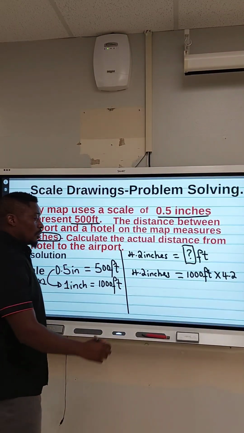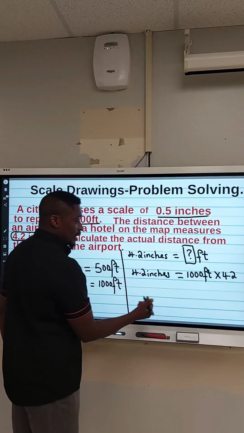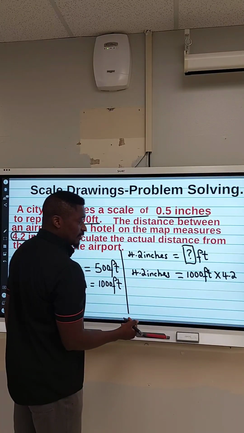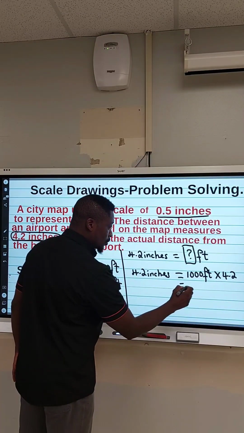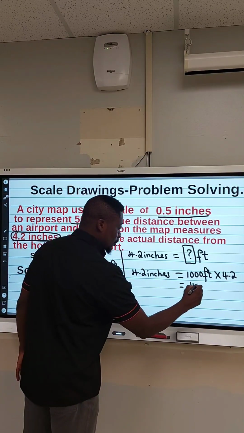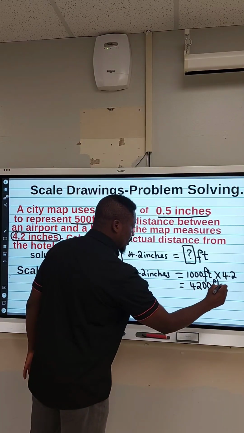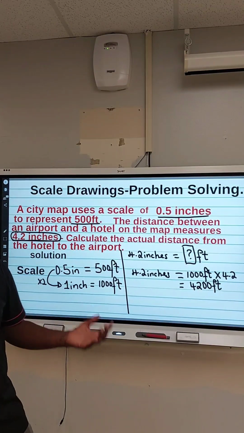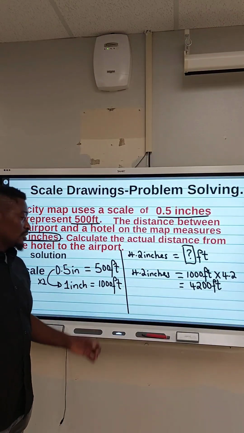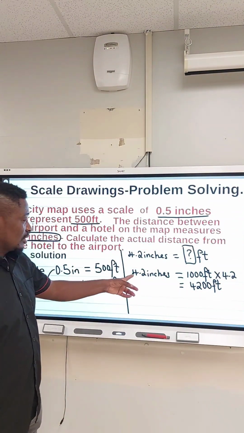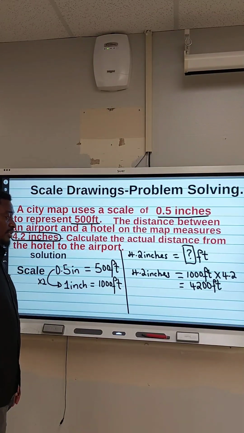So on this side we're getting the answer in feet. So 4.2 inches is equal to 4,200 feet. Okay, so the actual distance on the ground is 4,200 feet. The actual distance of 4.2 inches on the map will be 4,200 feet.